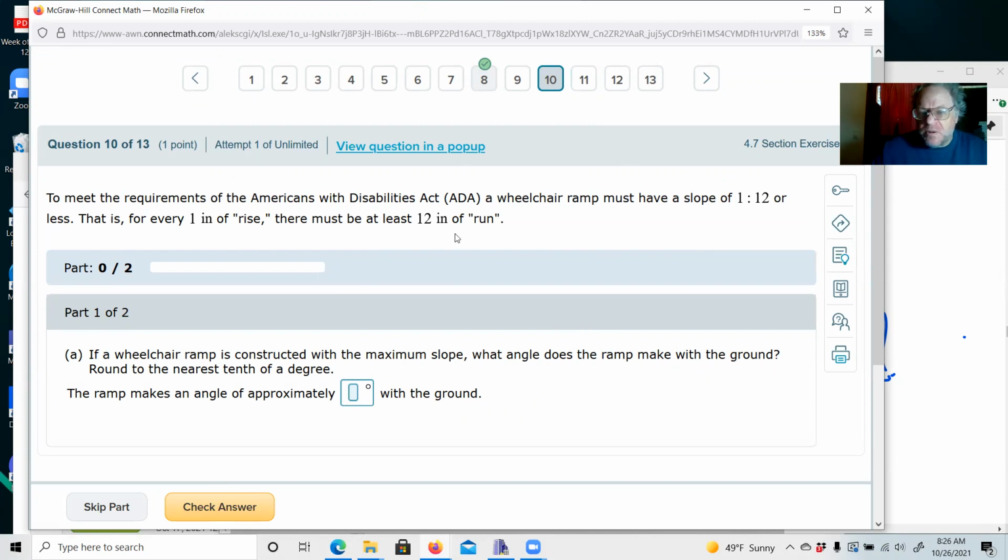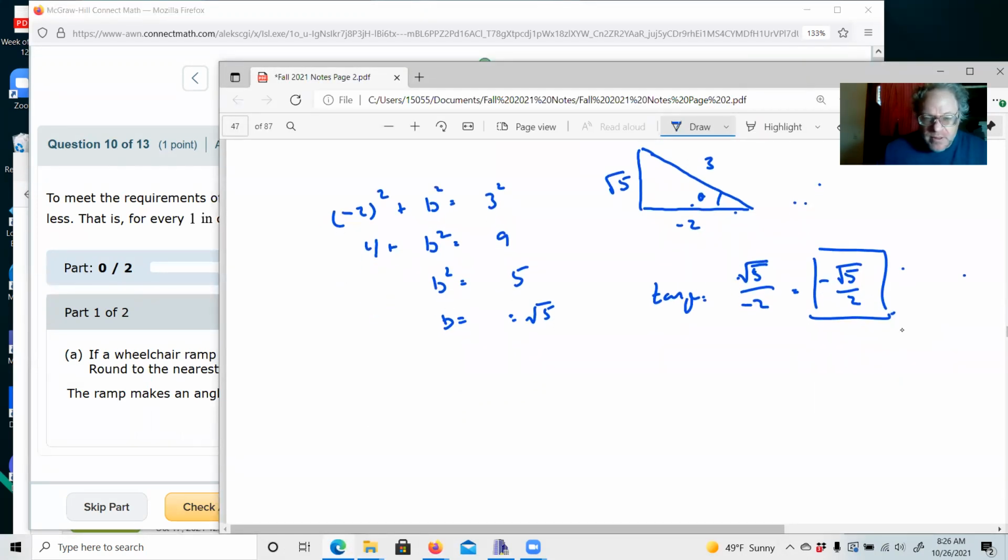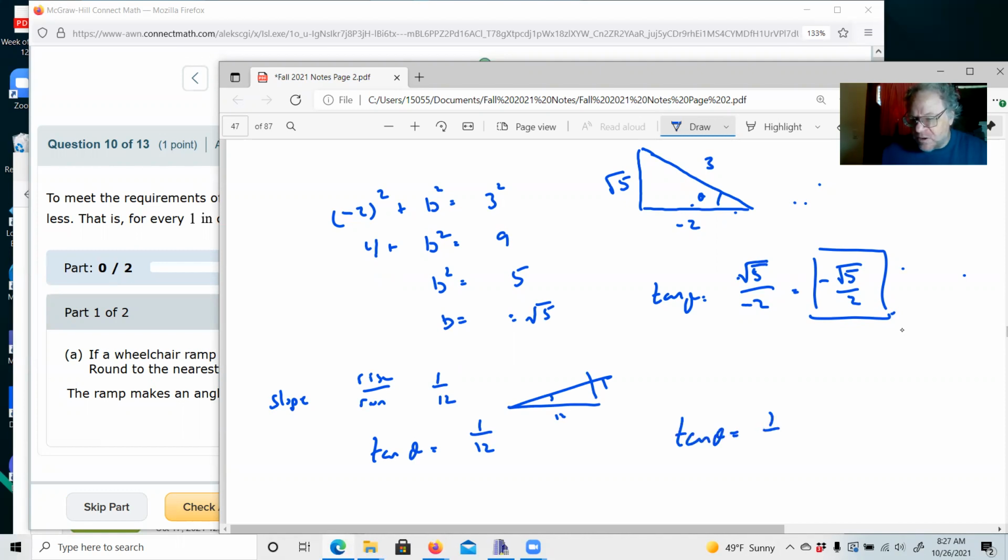As far as a word problem goes, if I were to ask you a word problem on this one, this one is one of my favorites. Where you have a slope, where it says the rise over the run is 1 over 12. So the tangent of some angle is equal to the opposite over the adjacent, right? Rise over run would be 1, and this would be 12. So what's the angle of the slope? And you would say, well, tangent of theta is equal to 1 over 12.